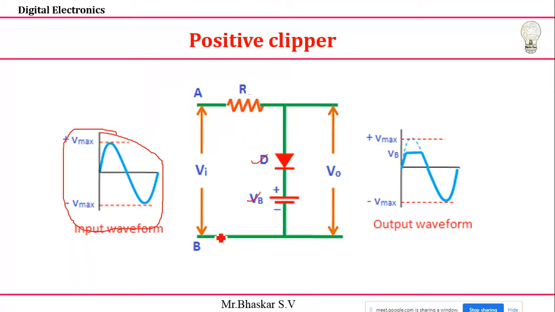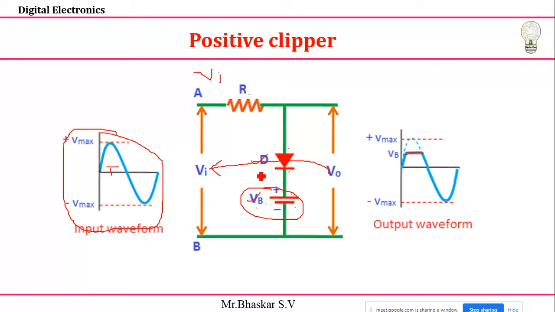Remember, for the positive clipper, the diode is connected anode first, cathode next, plus minus, with the biasing voltage I need to consider. The operation you already know: during the positive half cycle the diode is forward biased. The condition for forward bias is that my input voltage should be greater than the biasing voltage plus the cut-in voltage. Then I get that voltage at the output. If it is less than that, the diode acts as an open circuit, and open circuit means V naught is equal to Vi. This is what we discussed in the theory concepts.